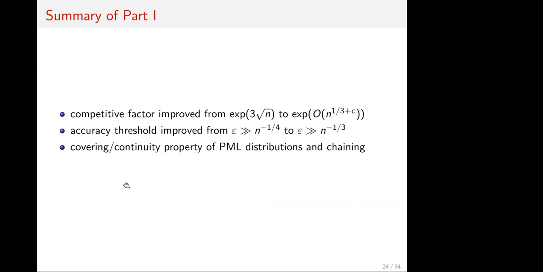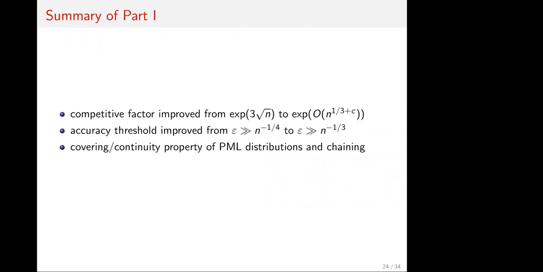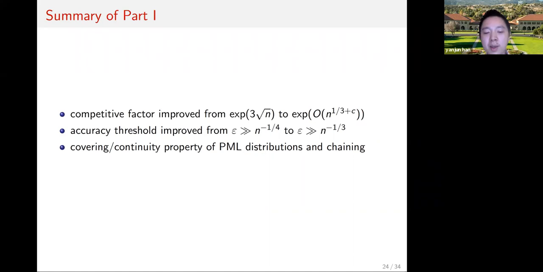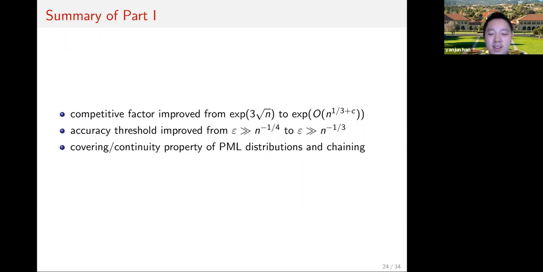Yanjun, do any of these results carry over to practical approximations of the profile maximum likelihood? Yes. Basically, if we have a beta approximate PML, where beta is the approximation factor for the approximate PML, then the competitive factor will be exactly that factor divided by beta. So the argument also carries over to approximate PML distributions. So it is practical. Thank you.